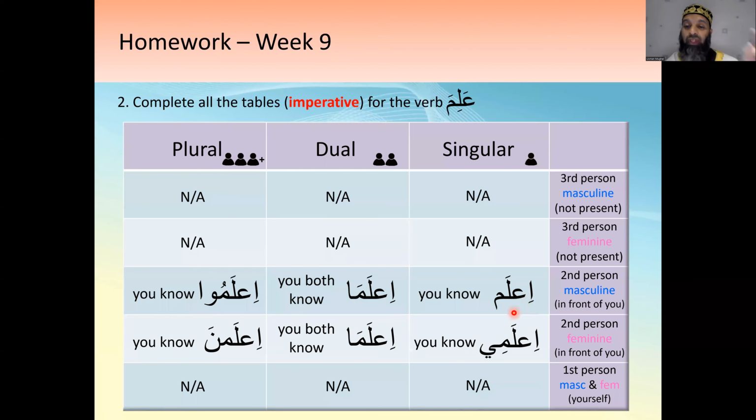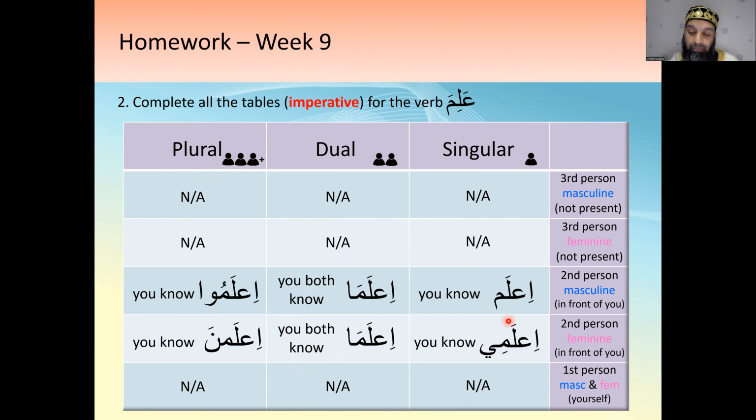How do you say to a brother, know that Allah is al-haq, for example? How do you say to a sister, know? How do you say to you two, know? How do I say to all of you, you all, know? That's your homework tonight. How do I say to the women only, you all, women, know? K-N-O-W. So how do I say it?